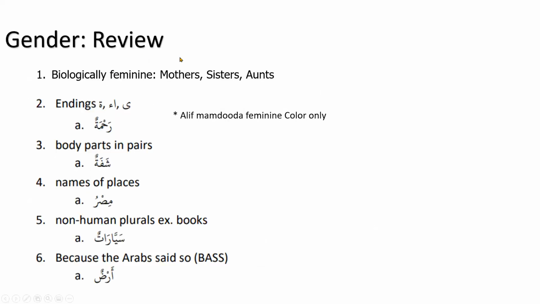And then we talked about gender. Last week we said biological feminines, mother, sister, aunt, are obviously feminine. And how are you going to know about them? We have already given you some words in the last slides. Girl means bintun, and mother is ummun, ukhtun is sister. So you already know these words.